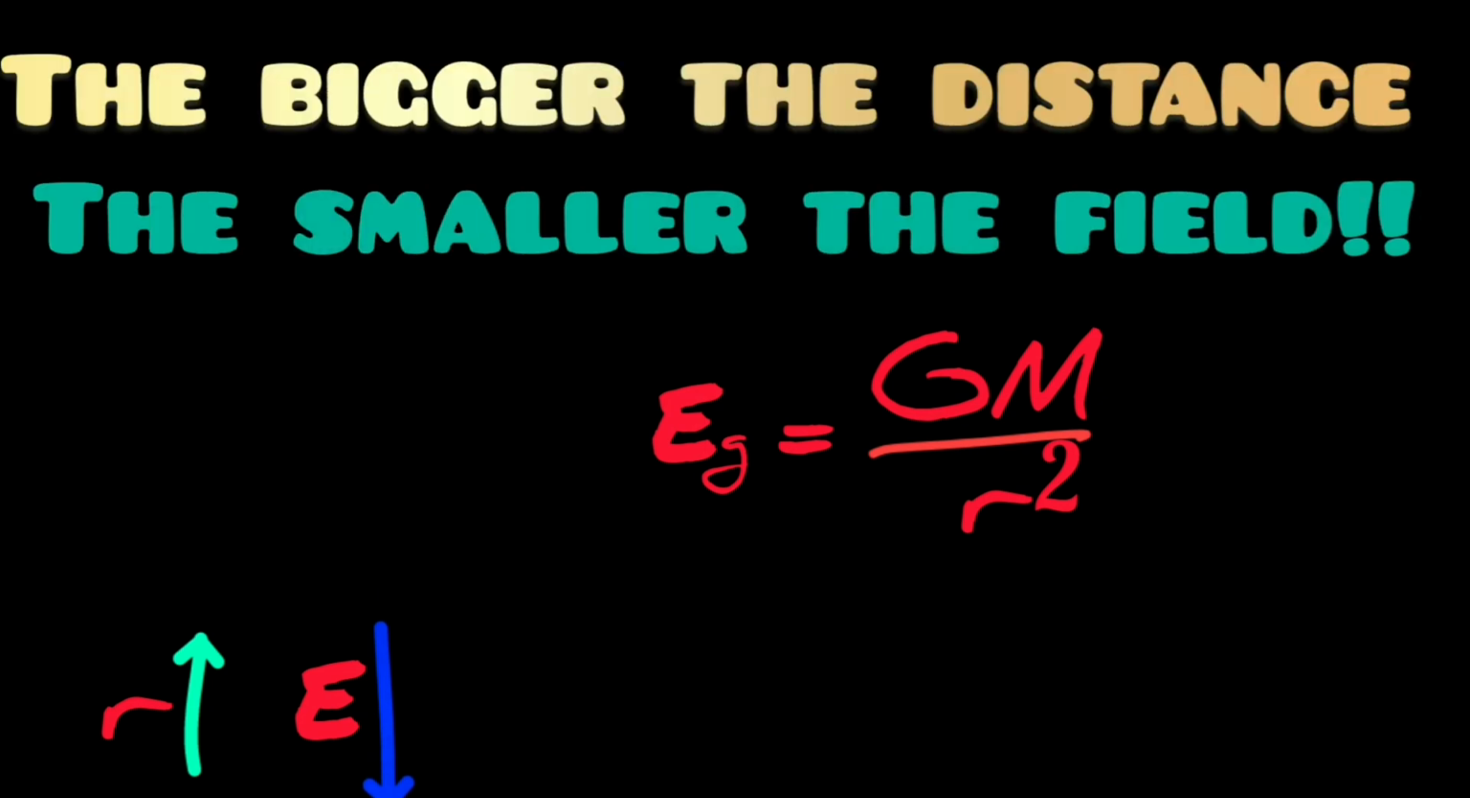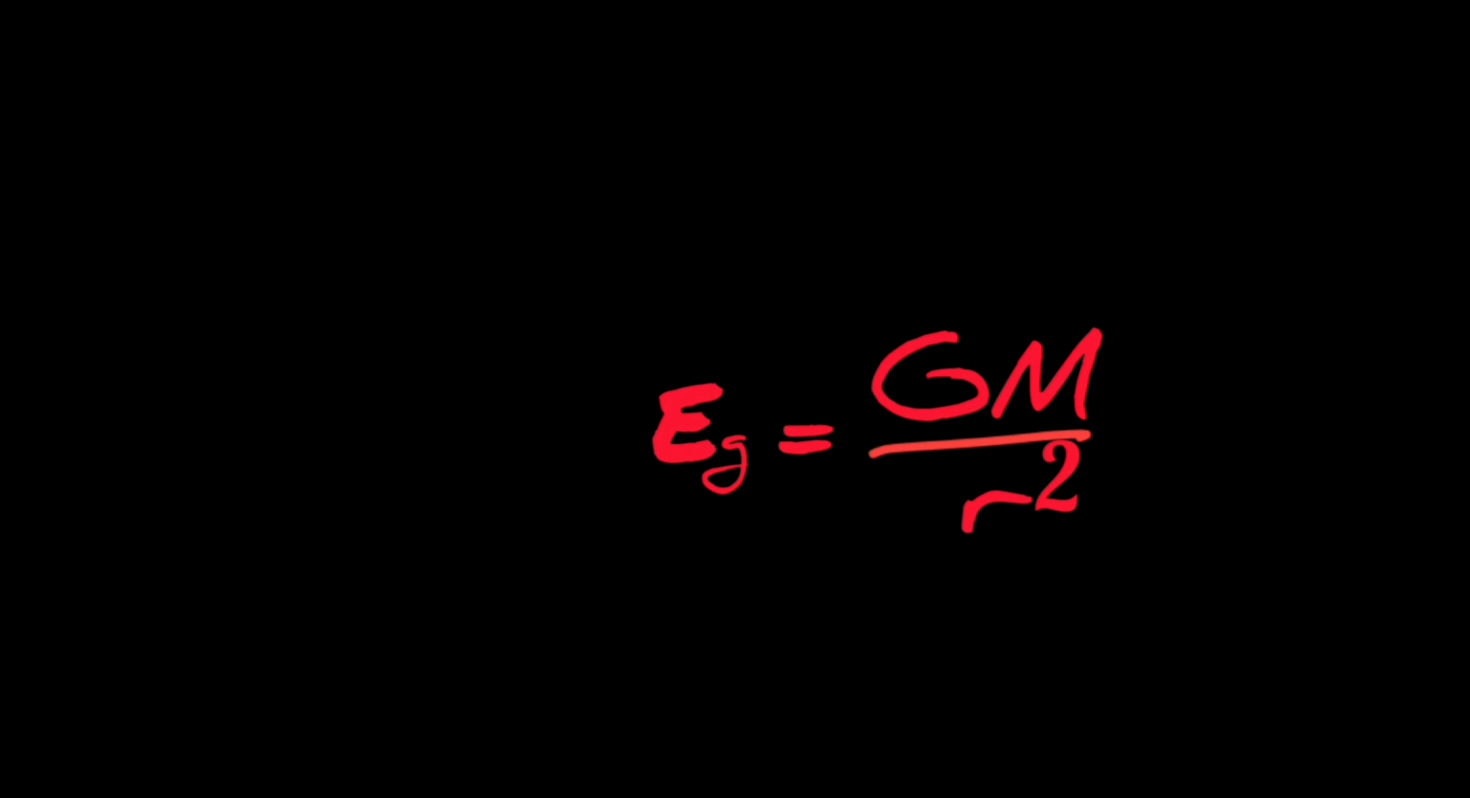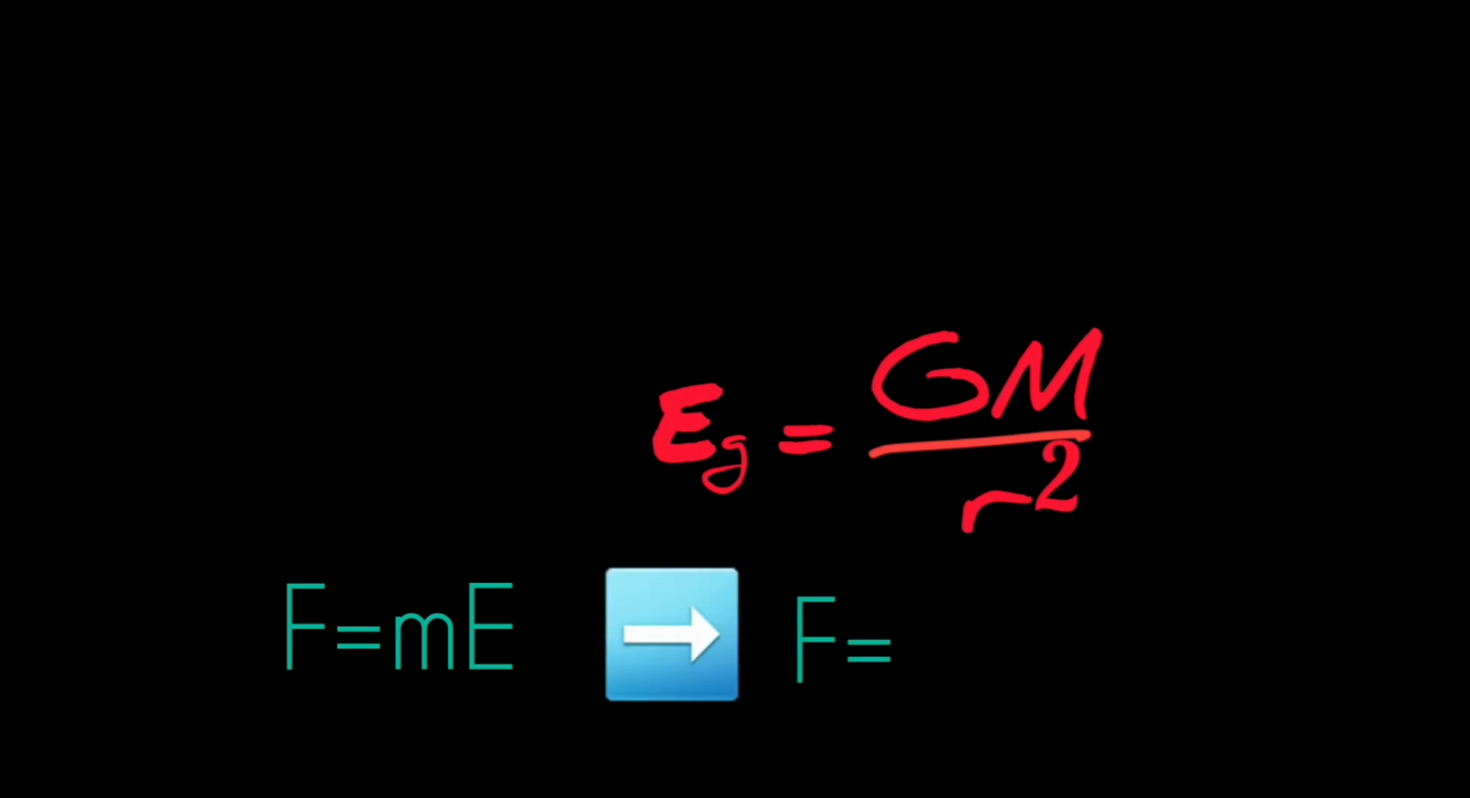Now, if you put a new mass m in this field, the force on that mass would be equal to the magnitude of that mass times the gravitational field resulted by the capital M. And if we substitute, this would be equal to G times m times the big M divided by r².